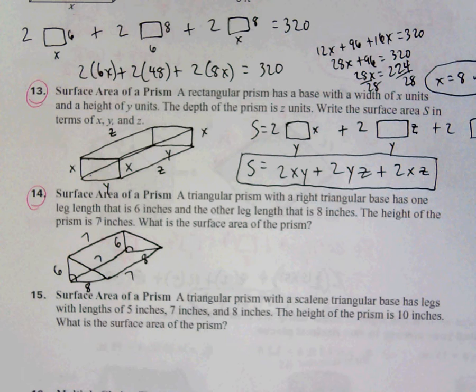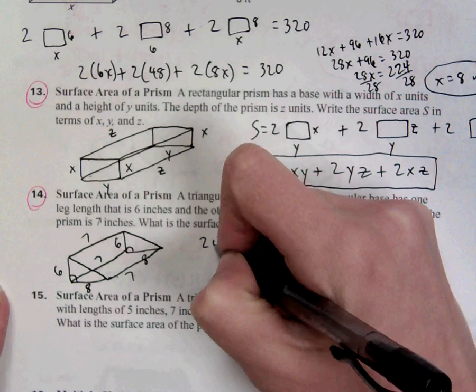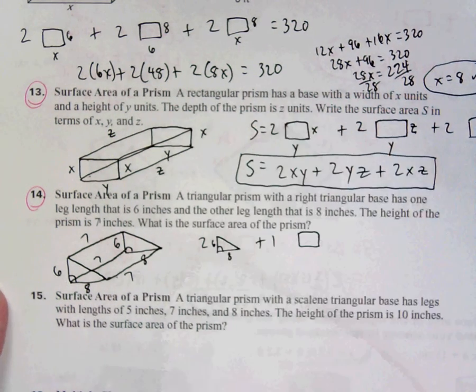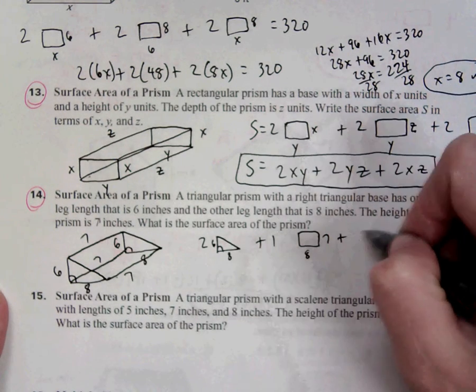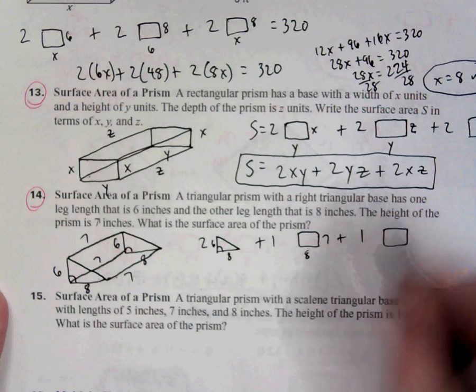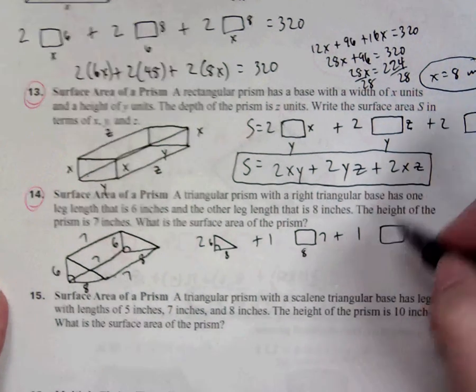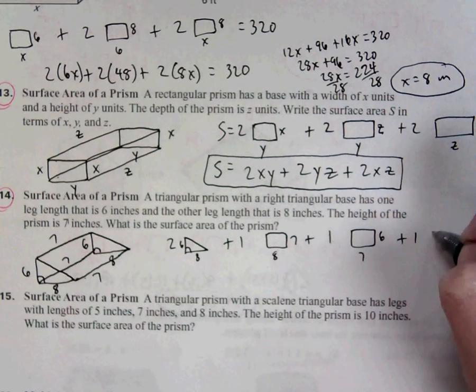So again, if I want to find the surface area of this, I have to think about how many different things I have. Well, I've got 2 triangles, the bases, and I've got 3 different rectangles. So 2 triangles that look like this with 6 and 8. Then I've got 1 rectangle. If I think about this bottom rectangle, it's 8 by 7. Plus I've got another rectangle. If I think about this side one, it's 7 by 6. And then I've got 1 more that I haven't talked about yet.